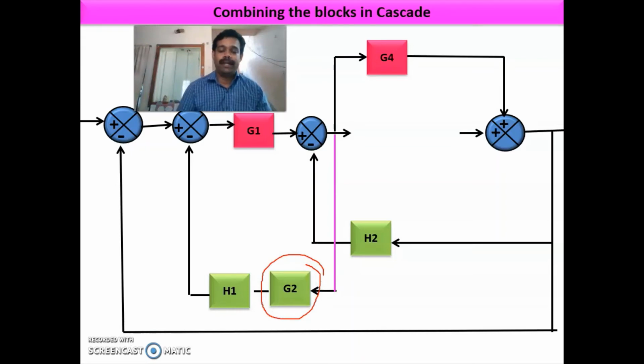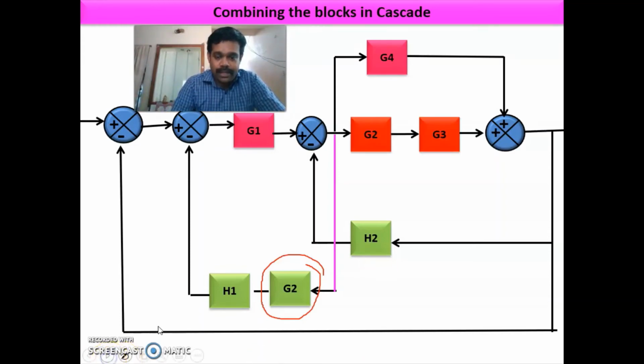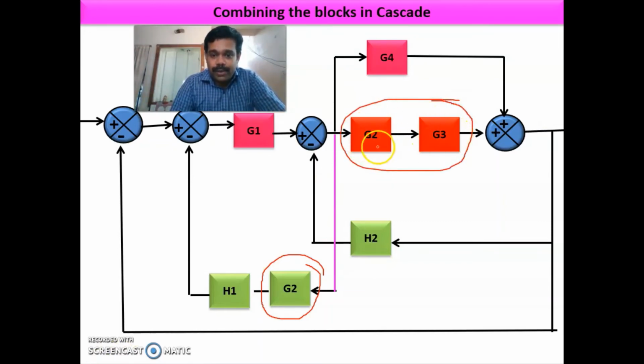Why are we multiplying with G2? Because when you shift, the gain G2 is not coming with that line, so we are adding that G2 with this branch point. After this modification, these two blocks G2 and G3 are in cascade, so we can combine these two blocks into one block.